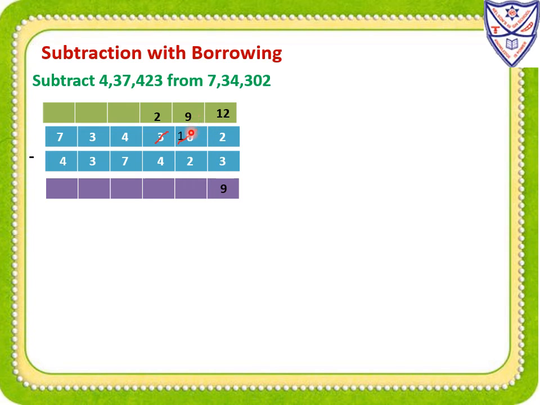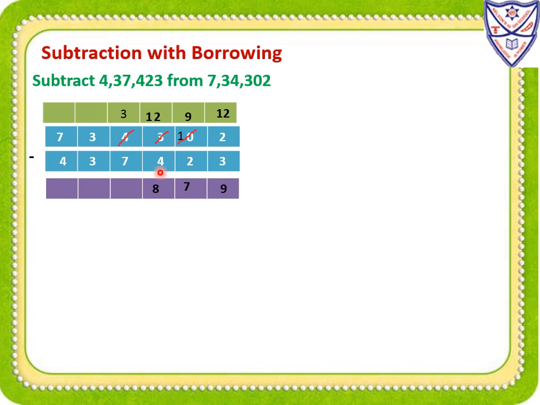Now we will subtract the tens place digits, that is 9 and 2. So 9 minus 2 we will get 7. Now we will move to the hundreds place digits, that is 2 and 4. Here also 2 is smaller than 4. We can't subtract. So what do we have to do? We have to borrow from the thousands place digit. So here 4 is there. From 4 we will take 1. So 4 will become 3 and this 2 will become 12. Now 12 minus 4, how much will we get?